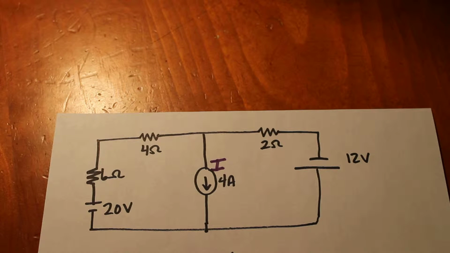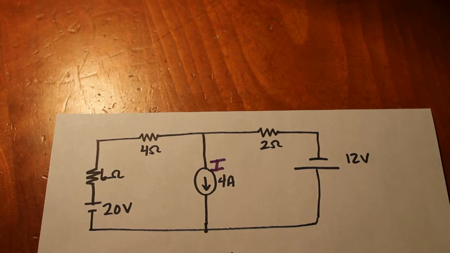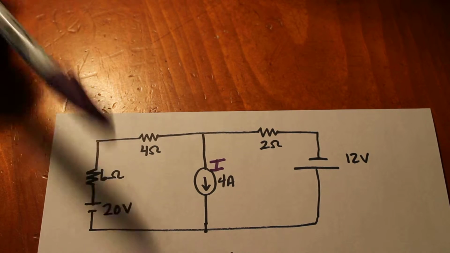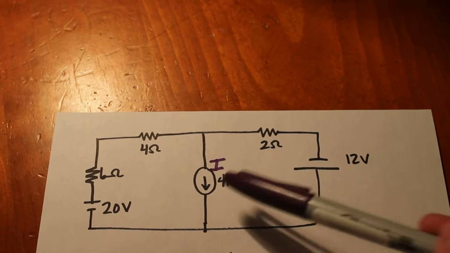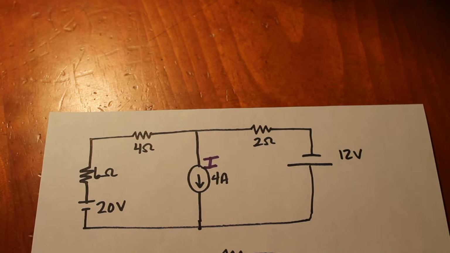Hello everyone. We've been working on some mesh and some super mesh, and so the natural progression was to throw some super mesh into a question with voltage. So we have a voltage source here and a voltage source here and a current source in the middle. So we're going to call that current source I.